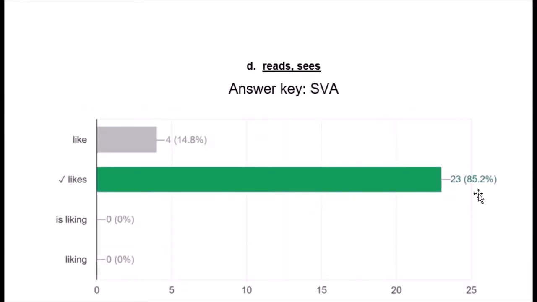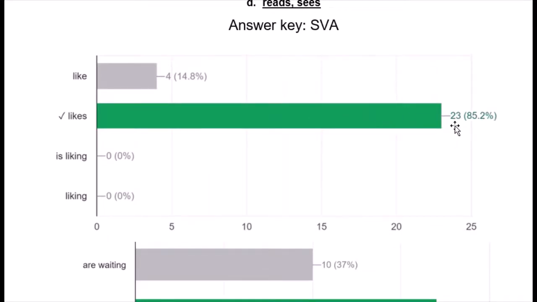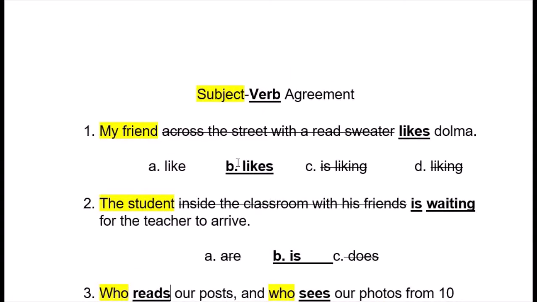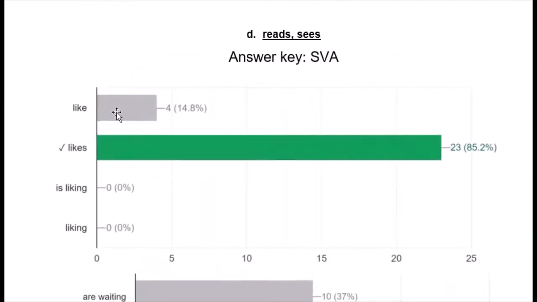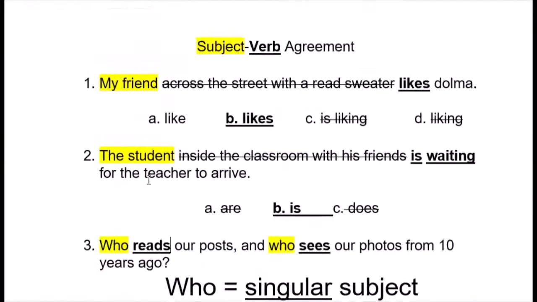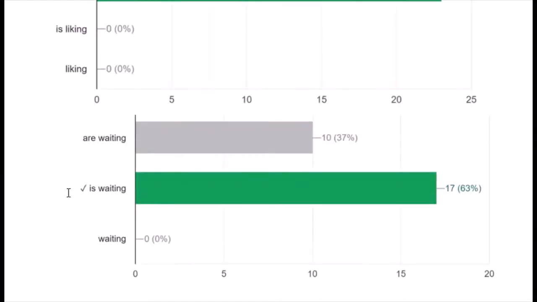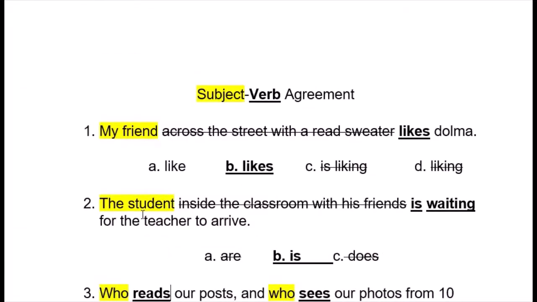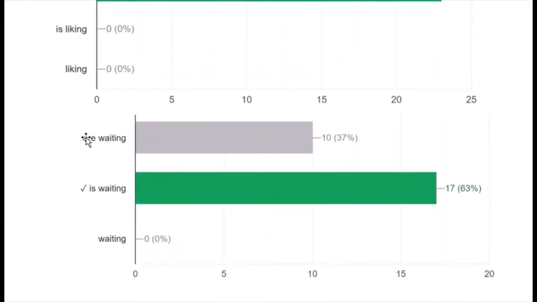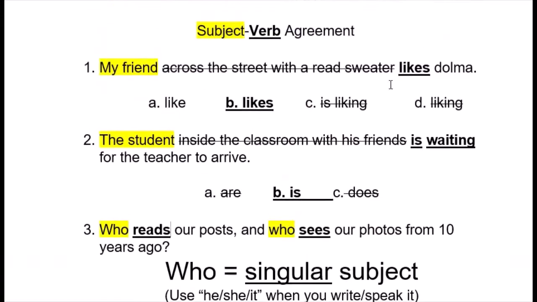Number 1, 85% of the students got the right answer, and some students did not have the correct verb. They used the "like": they like, I like, you like, but the subject is my friend, so that's he, she, it, so it likes, okay? 63% of the students chose "is," which is the right answer for number 2, but a lot of students put "are waiting" because I think some students read the sentence and think that friends is the subject, but it's not.